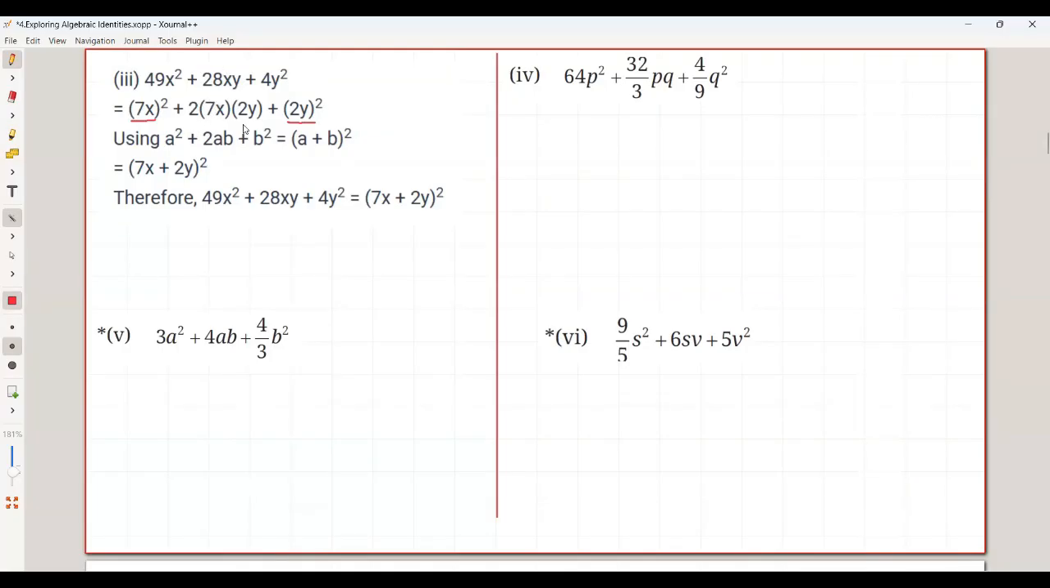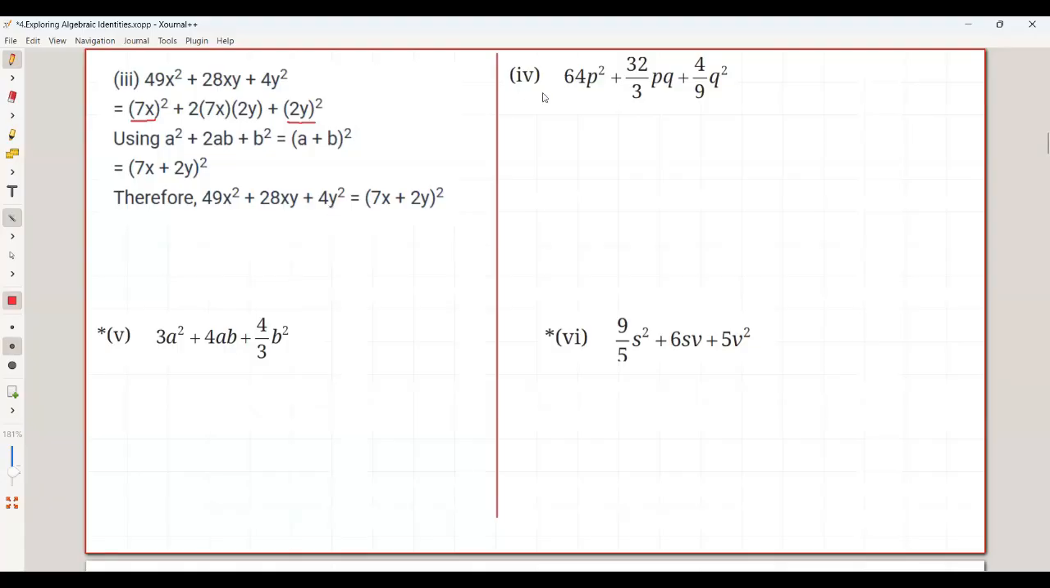If you try to write it directly at first itself, you may get confused about how to split 28. So 2 times a into b. First you find out what is a, what is b, then you write 2ab. So the answer is going to be 7x plus 2y the whole square. Okay, that is the answer.